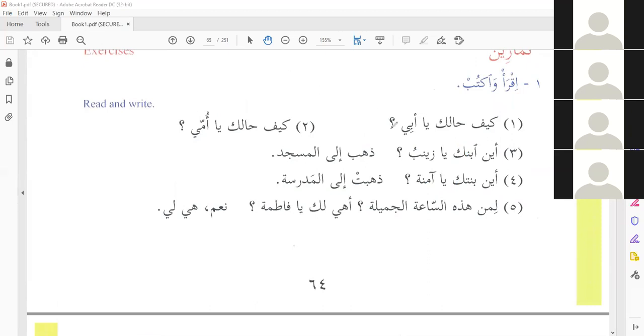Assalamu alaikum. So, liman هذه الساعة الجميلة أهي لك يا فاطمة نعم هي لي. Fantastic. Now, this is interesting enough to translate.